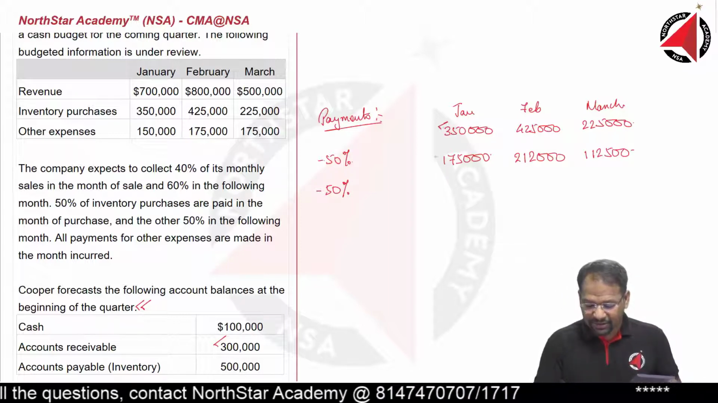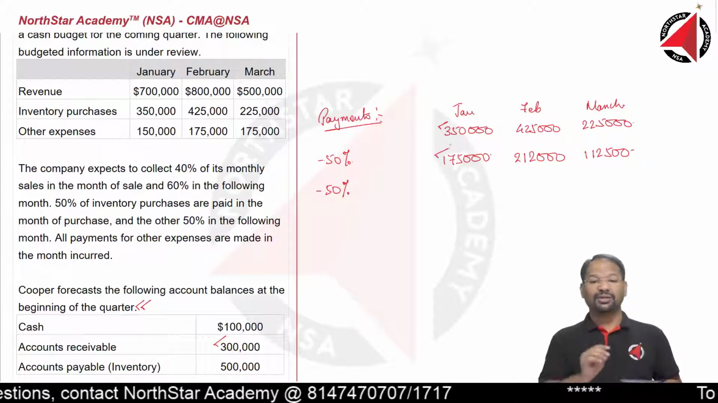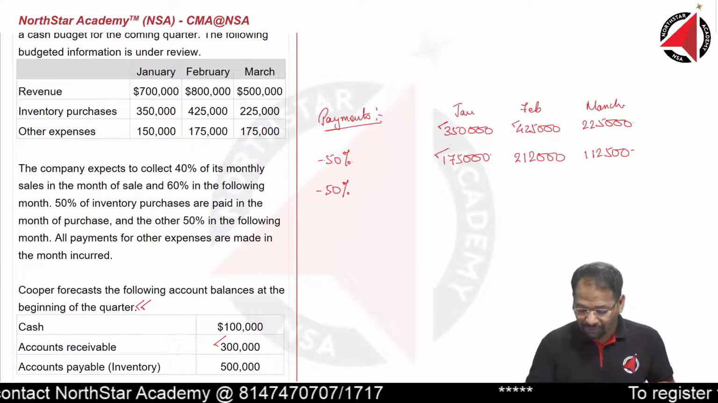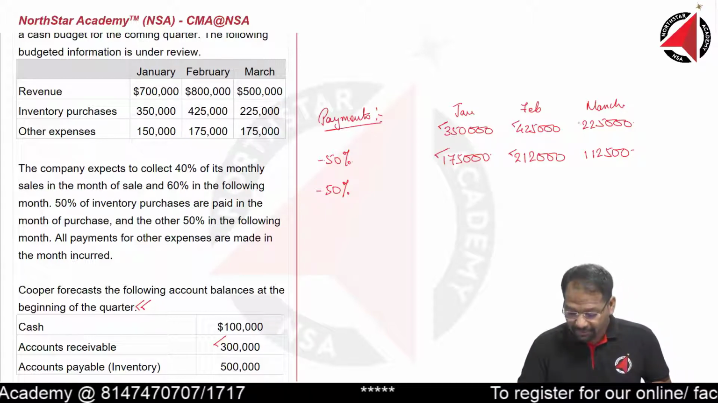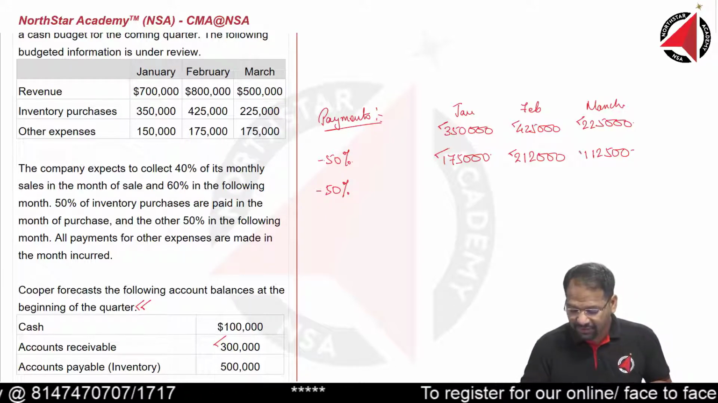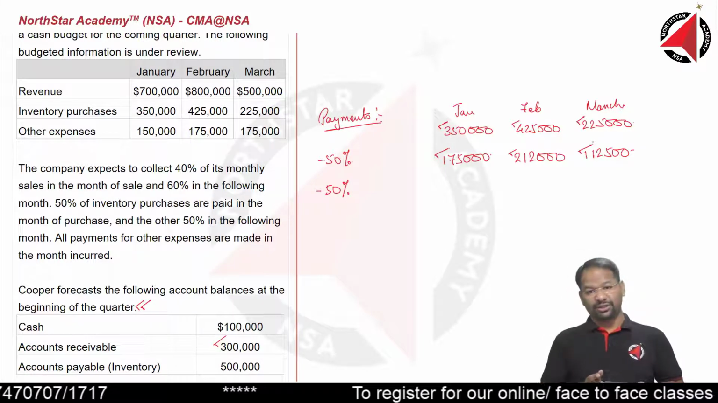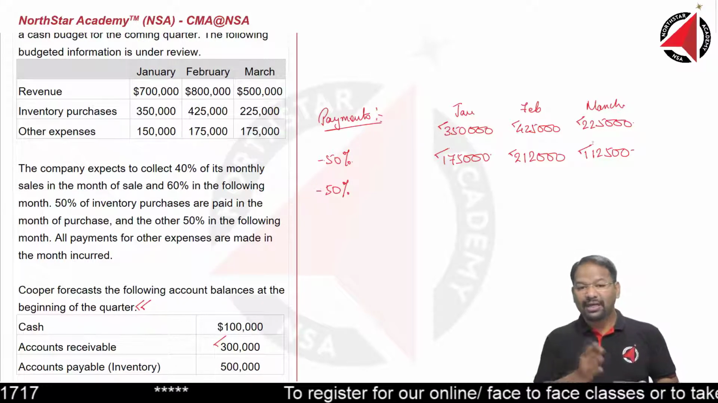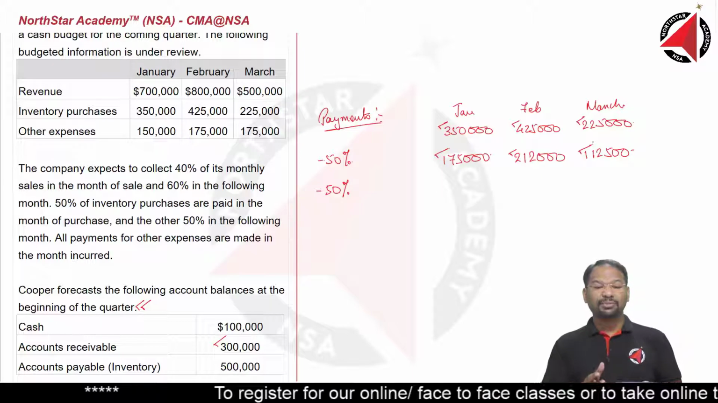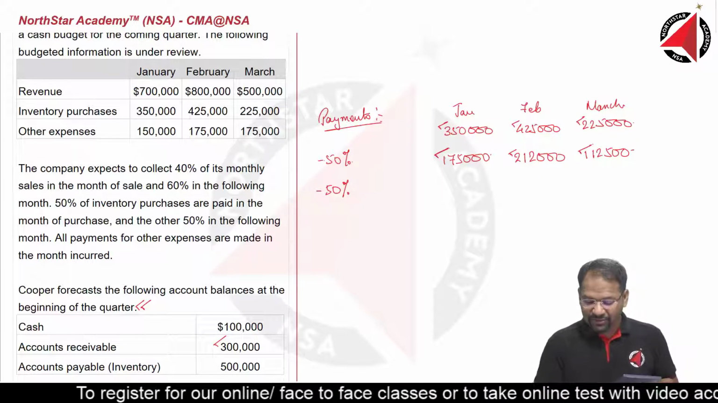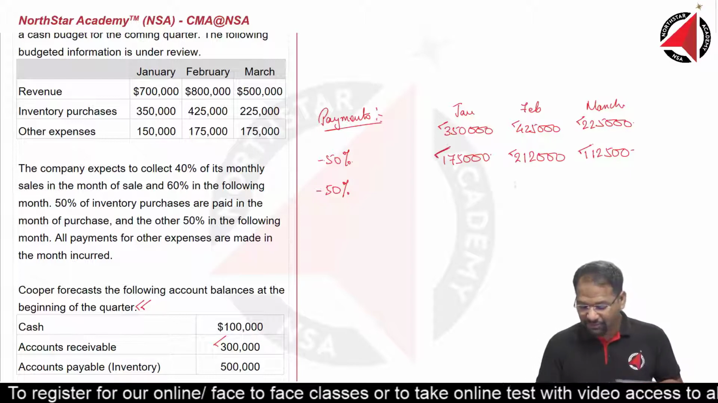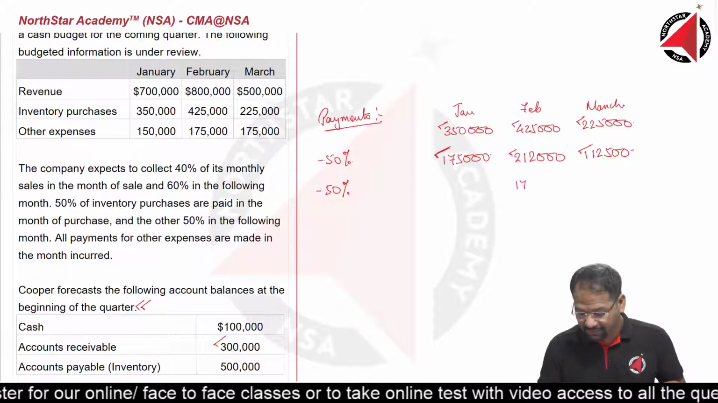This is basically 50% in January month. Whatever we have purchased, 50% we will pay in the month of January only. February month, whatever we have purchased, 50% will be paid in the month of February. March month, whatever we have purchased, 50% will be paid in the month of March itself. And what will happen to the balance 50%? Balance 50% will be paid in the next month.